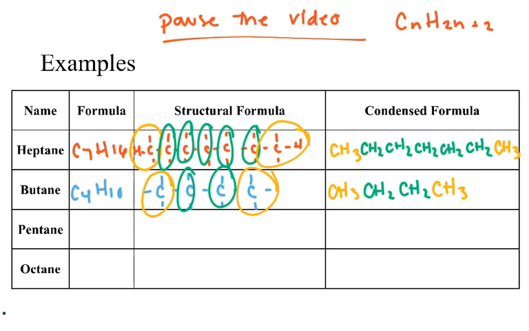So pentane. Pent is our prefix for 5, so we're going to have C5H12. And we're going to have 5 carbons now. So 1, 2, 3, 4, 5, with our 3, 4, 5, 6, 7, 8, 9, 10, 11, 12 hydrogens around there. And again, our condensed is going to be the breakdown. 1, 2, 3.